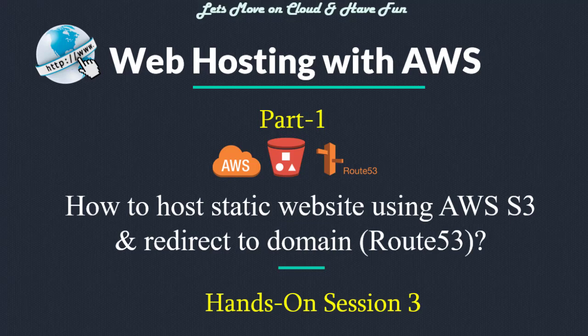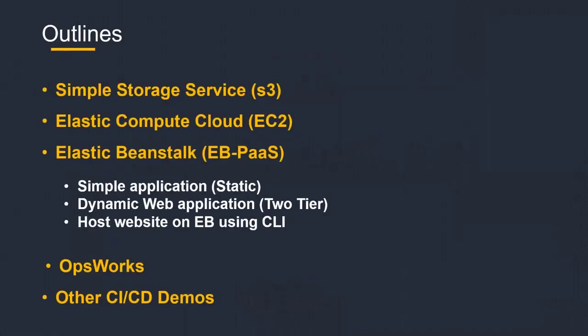So let's quickly start with our hands-on session of web hosting with AWS. Let's quickly go through the outline. Today we are going to perform the four main tasks of web hosting. First one is web hosting using S3, which has static website hosting. Second one is website hosting using EC2.